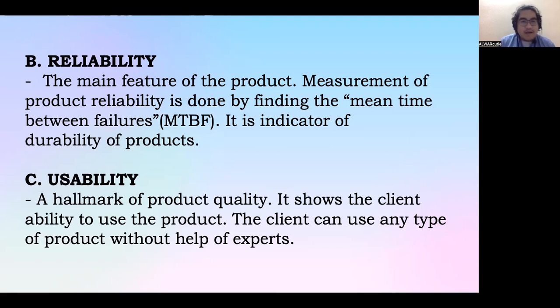So, next is usability. A hallmark of product quality, it shows the client ability to use the product. So, function and usability is magkaiba. Function is saan gagamitin, usability is paano gagamitin. Client can use any type of product without help of expert. So sa usability naman, yung kaya na natin na halimbawa parang self-explanatory na lang yung paggamit natin.